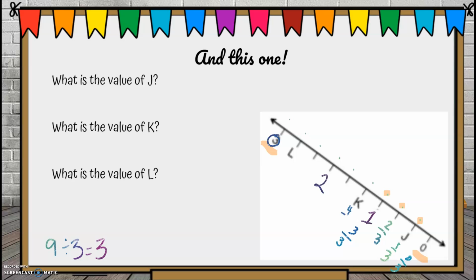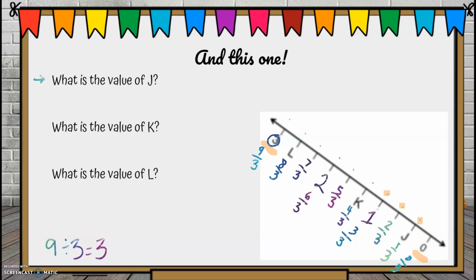K is 4 thirds, or 1 and 1 third. The next line is 5 thirds. 2 is equivalent to 6 thirds. After that, we have 7 thirds, or 2 and 1 third. L would be 8 thirds, or 2 and 2 thirds. And then 3 is equal to 9 thirds.